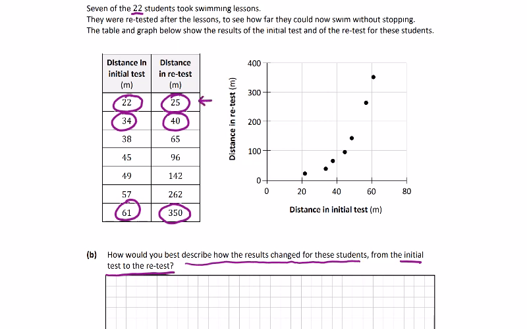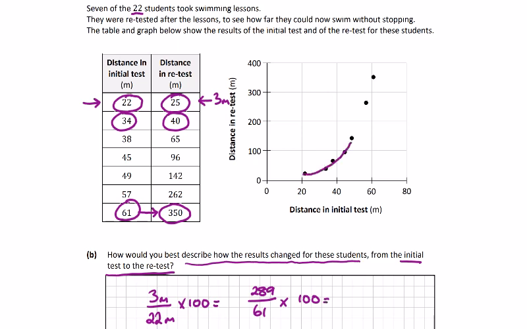The improvement here was 3 meters. So the percentage improvement, 3 meters over the initial 22 meters times 100 would be the percentage improvement for the least amount on the first test. And this guy here improved by 289, 250 plus 39 over 61 times 100. And this will show the two different improvements at the very bottom and the very top.